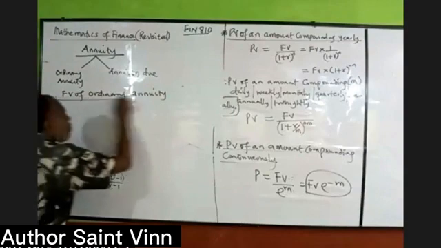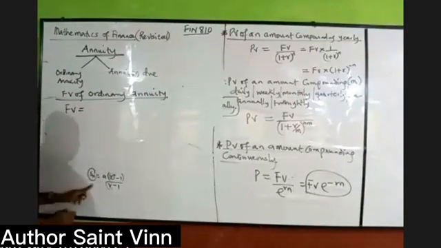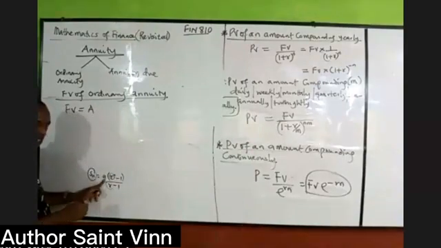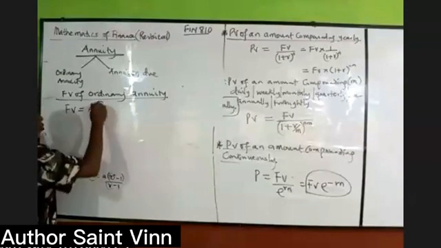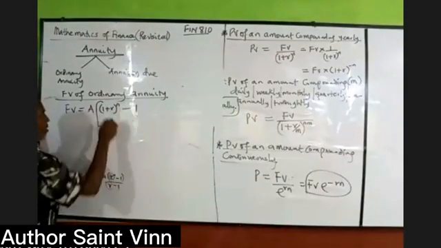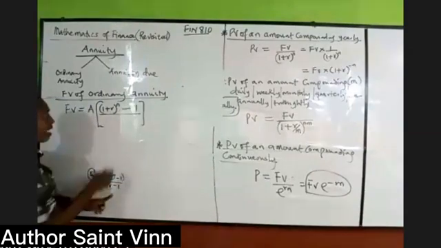Because sometimes if you know where the formula came from, you will not forget. So this one turns to what? Future value. That is annuity into 1 plus R, all raised to power n minus 1. You know, I have already separated this to give me ordinary k.